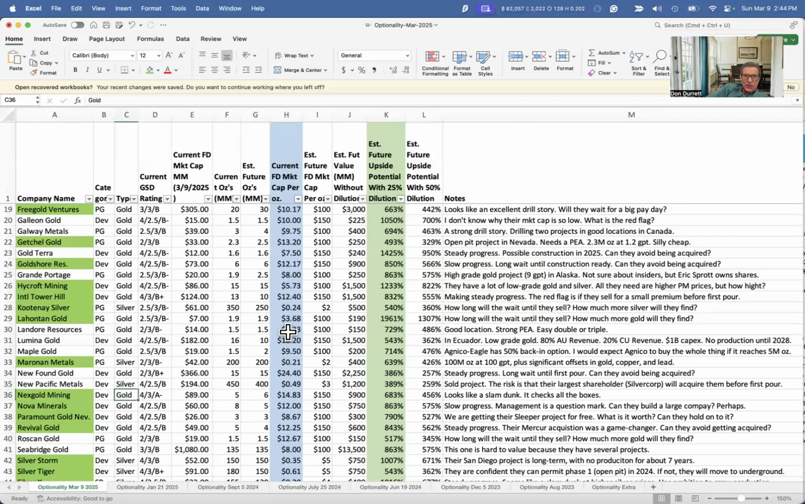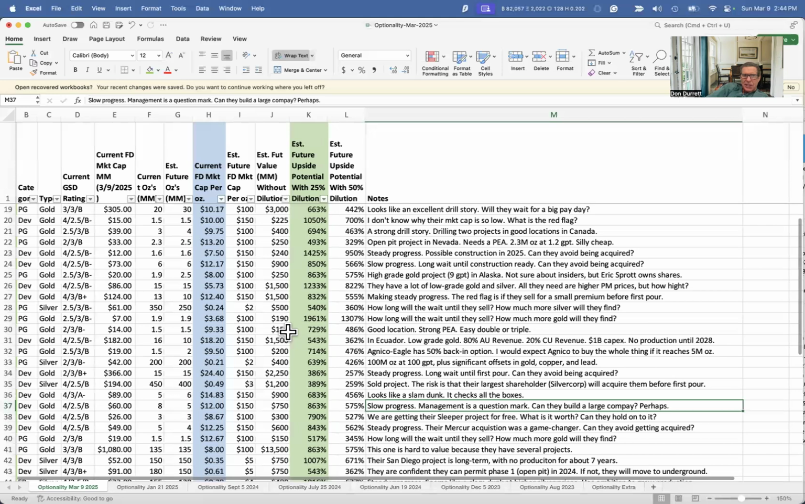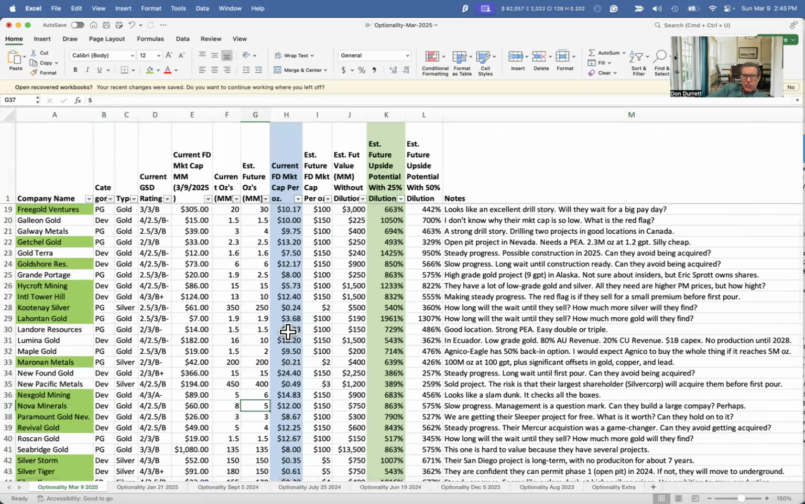Next Gold. This one I think is a slam dunk. 5 million ounces, really solid path to production in Canada. Nova Minerals. I have this green and I own it, but this one makes me nervous. The reason why I like it, they have 8 million ounces of gold, but I'm only giving them credit for five. You're paying $12 in the ground. The issue with Nova for me is I have management here as a question mark. I'm not sure if they can build this into a large company. They need to get going.